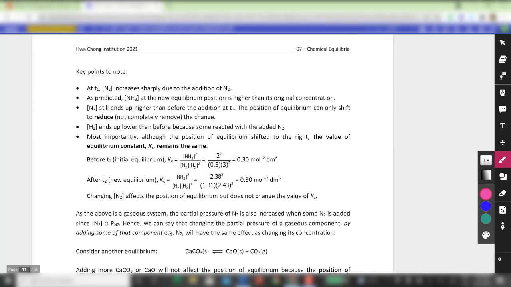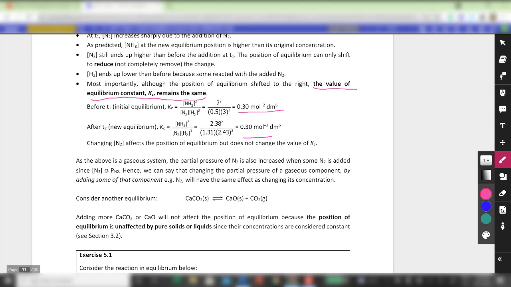But when we try to do a calculation, you realize that the new equilibrium constant is actually still the same. Okay, so I shouldn't use the words new equilibrium constant. I should be saying that when the equilibrium has been re-established, the equilibrium constant remains the same. So this is very important, very valuable. So I hope you understand this very well.